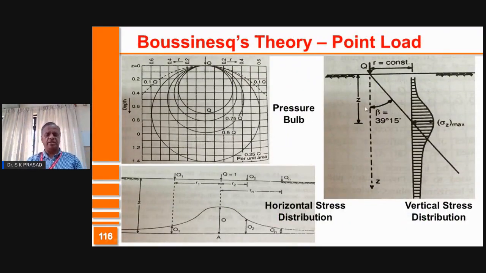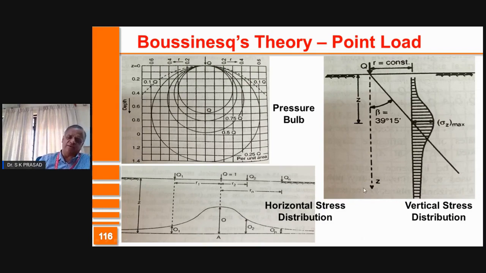And according to this theory, the stress is going to be maximum just below the point load. The farther you go from that point, the value of the stress is going to decrease further and further. So you can draw a pressure bulb. Each of the contours suggests the contour of equal intensity.